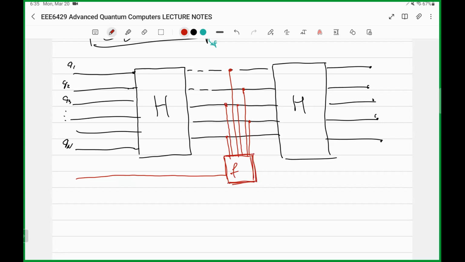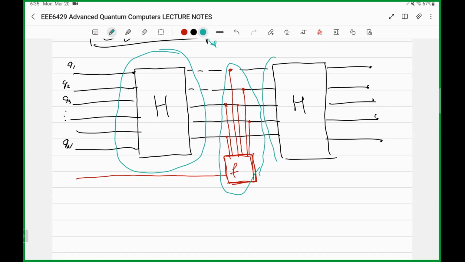Right? So this part opens up, creates superposition. Then you have this phase part that operates with the phase pattern of all the qubits. The qubits can be entangled also. And finally, this last part of Hadamard gates closes the superposition.